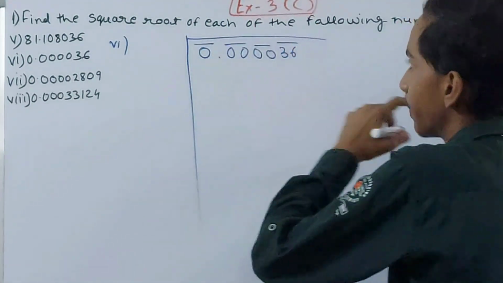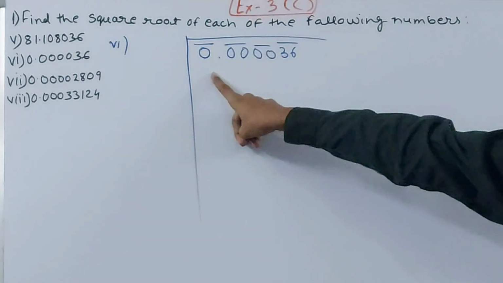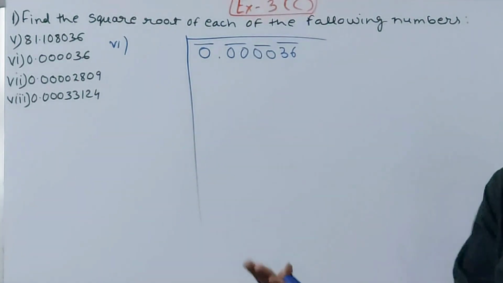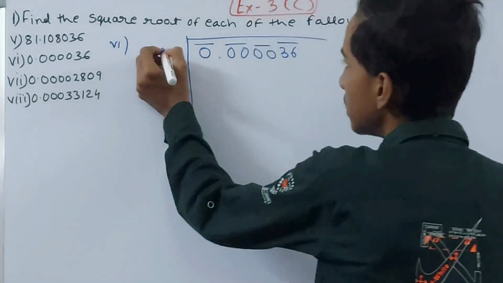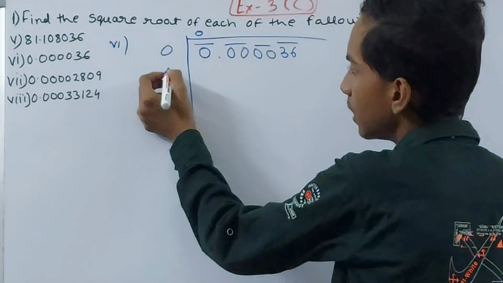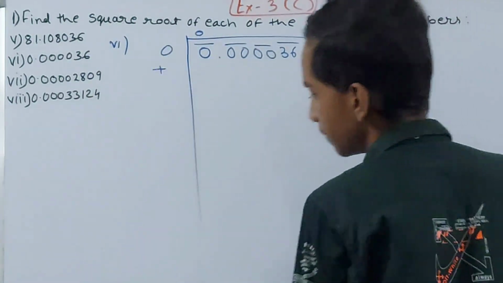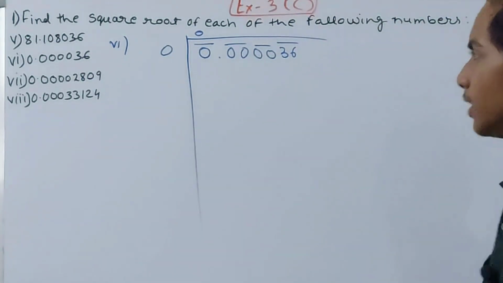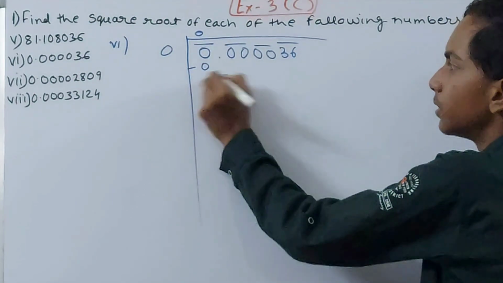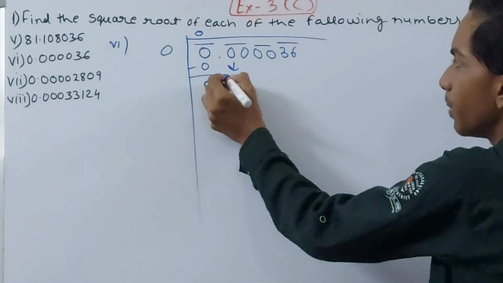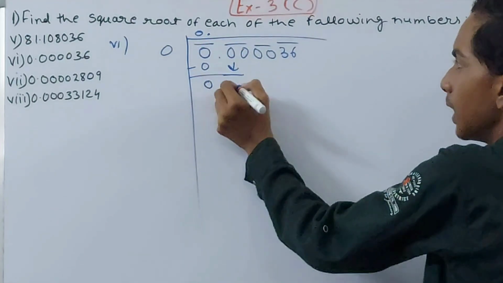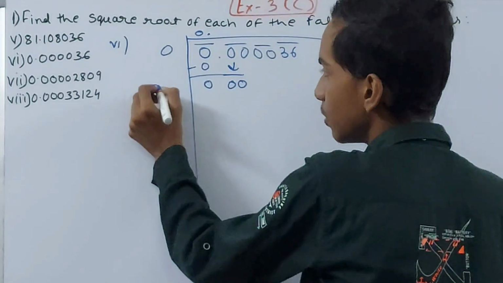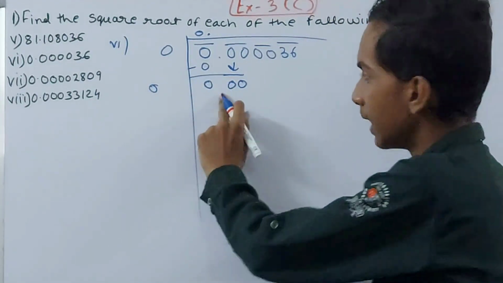See, 0 is there, and I cannot take any number. Even if I take 1, that will be more than 0. So what will I take? 0 here, 0 here, and 0 here, right? So this has no sense absolutely. Now minus also, what will we do? 0 into 0 is 0. Now bring down the next pair. Okay, put the decimal point here. Now bring down 0, 0. Again the same thing, double of 0 will be 0 only, and since nothing is here, repeat that process.